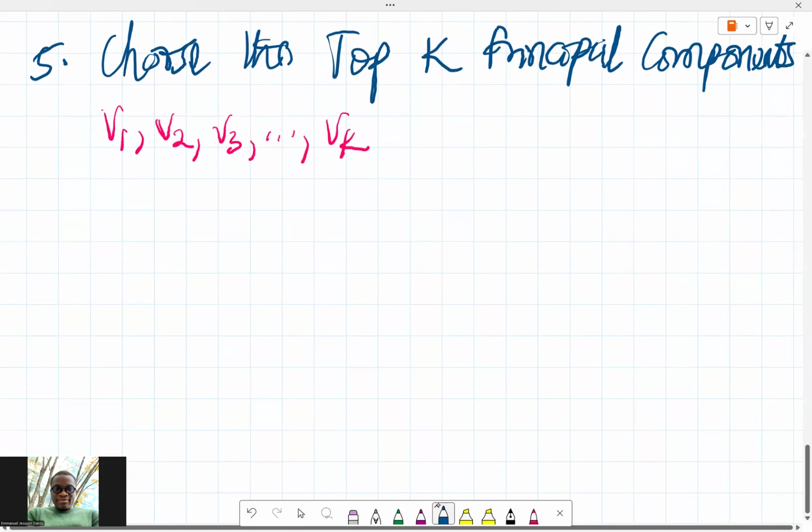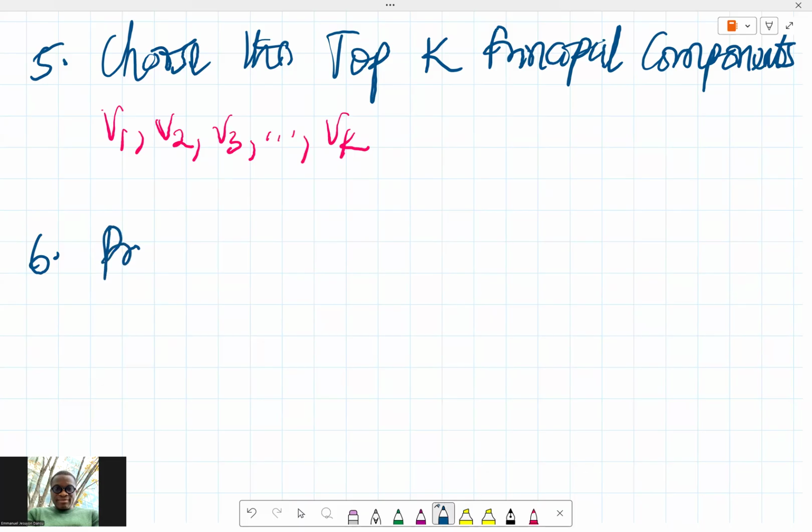Then we go to the sixth step. For the sixth step, you now project the data. Okay, that is where you now have the new form of the data after applying principal component analysis.